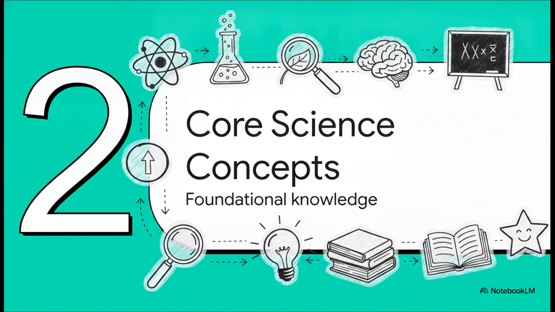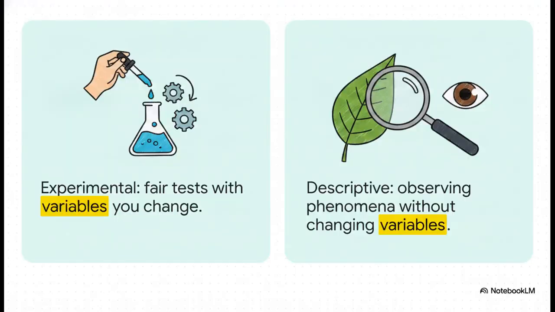Moving right along to Section 2, Core Science Concepts, Foundational Knowledge. The absolute crucial foundation to lay in this unit is distinguishing between two different types of investigations. First up, we've got experimental investigations. These are your classic fair tests with a control and variables that you change to test a hypothesis. Then, we have descriptive investigations. This is where students simply observe phenomena in action and draw conclusions from what they see, without actually tweaking any variables themselves. Both are totally valid science, but the kids definitely need to know the difference.